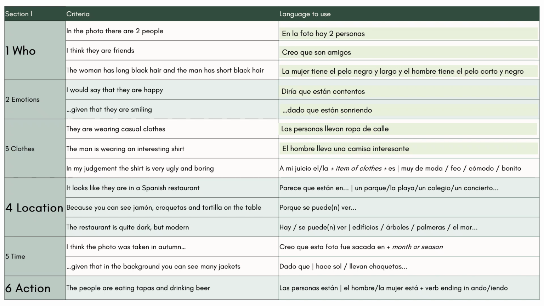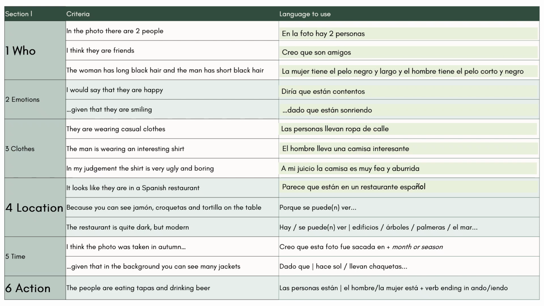Remember, adjective always goes after the noun in Spanish, or almost all the time. In my judgment, the shirt is very ugly and boring. A mi juicio, la camisa es muy fea y aburrida. And look at my adjectival agreement here because I'm talking about la camisa. It looks like they are in a Spanish restaurant. Parece que están en un restaurante español.